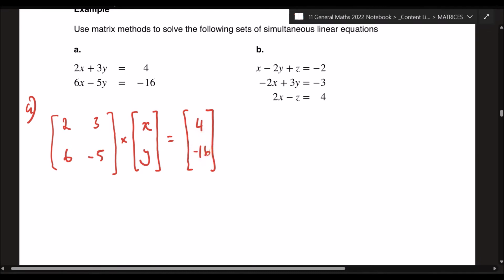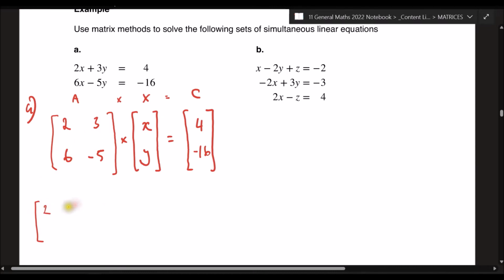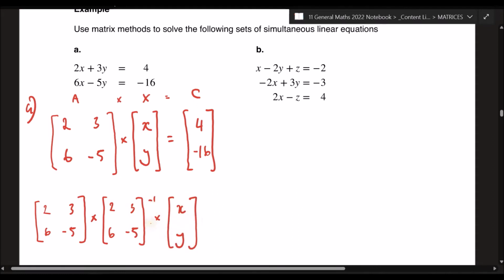Now what we're trying to do here is solve for whatever x and y is. So that means if this is A times x equals C, I have to get rid of this A and bring it over here and pre-multiply it. So this A, if I multiply it with my A inverse, it's going to cancel itself. Let me write it here so that we can see what's happening. So this is matrix A, and I multiply it with 2, 3, 6, -5 with its inverse. What's going to happen is it's going to cancel itself out, as in this whole thing is going to be gone.